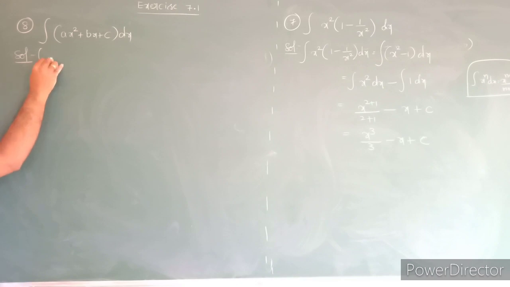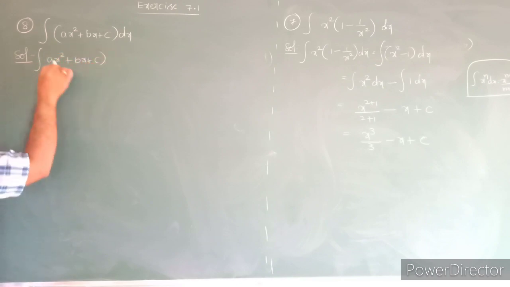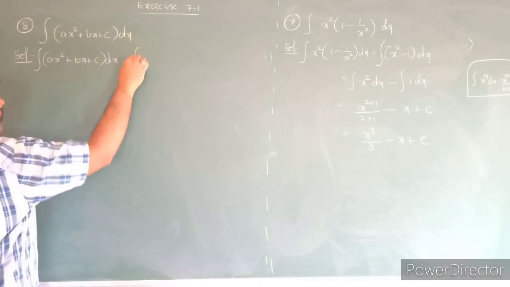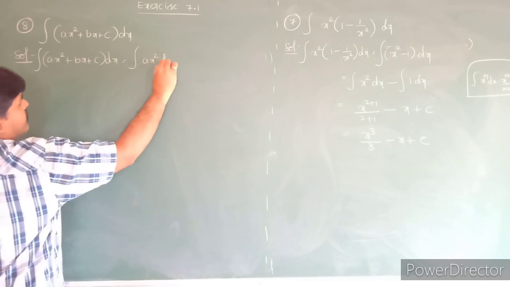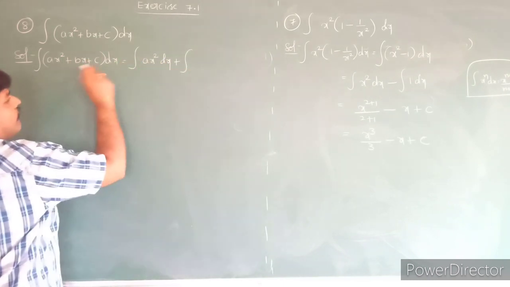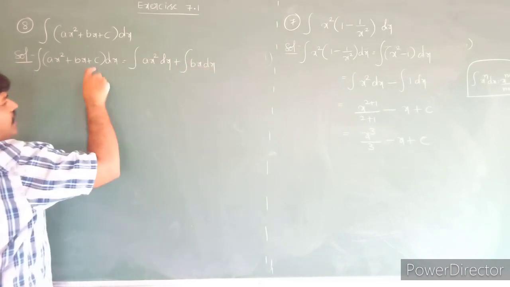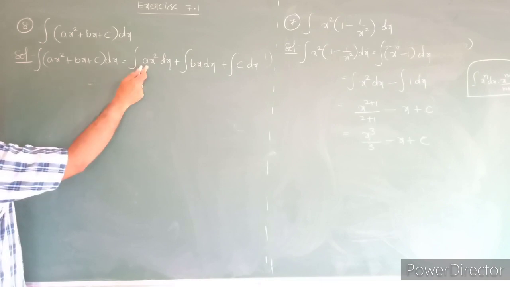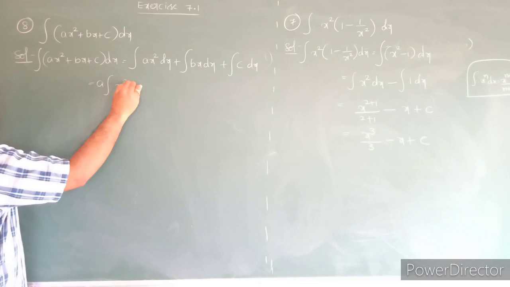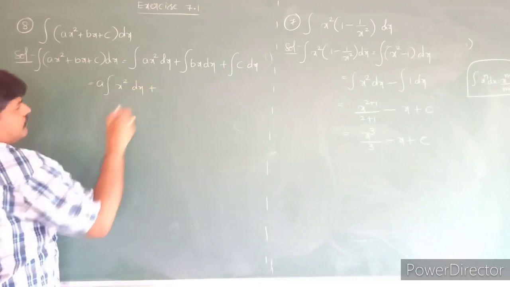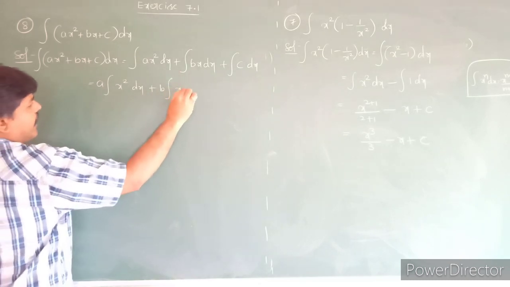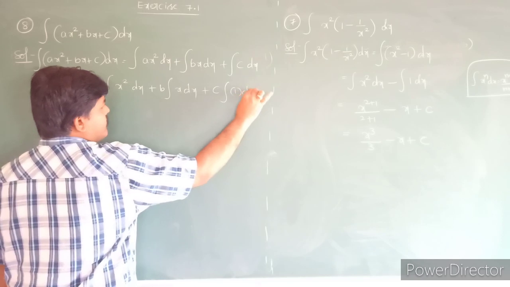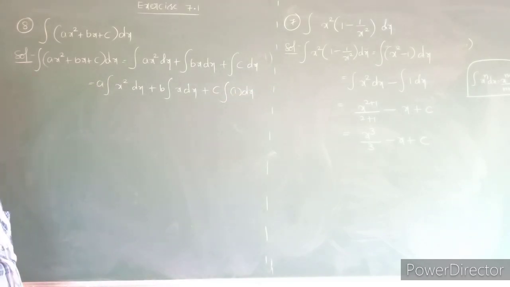Integral of ax square plus bx plus c into dx is equal to, first separate all the terms here, students: integral of ax square into dx plus integral of bx into dx plus integral of c into dx. a is a constant, take it out: a integral of x square into dx, plus b is a constant, take it out: b integral of x into dx, plus c is a constant, take it out: c into integral of 1 into dx.